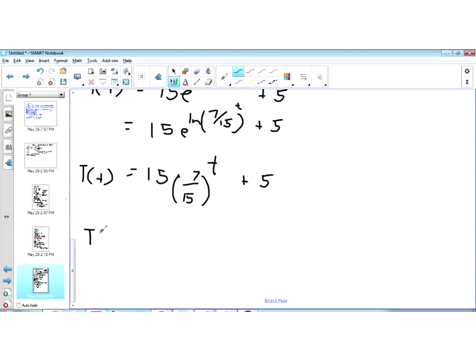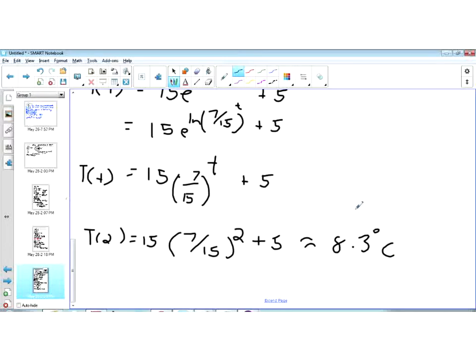And the question asks, what is the temperature after 2 minutes? So T of 2, just plug in 2. You'll need your calculator to answer this question. So that would be 15 times 7/15 squared plus 5. And so I got 8.3 degrees centigrade, after 2 minutes.